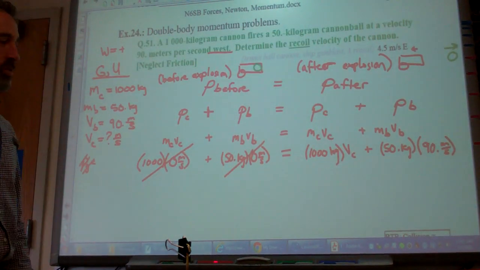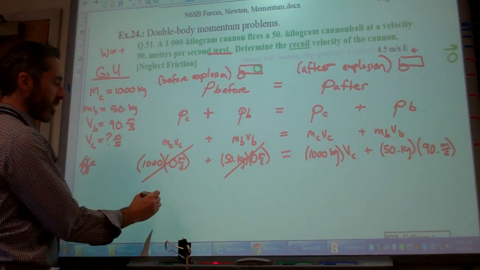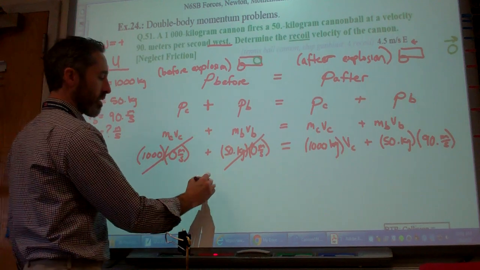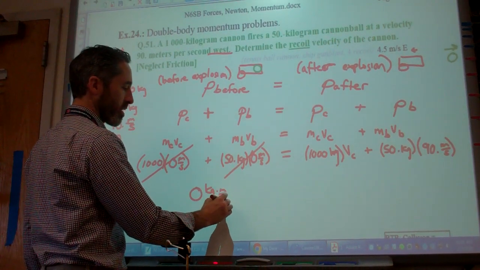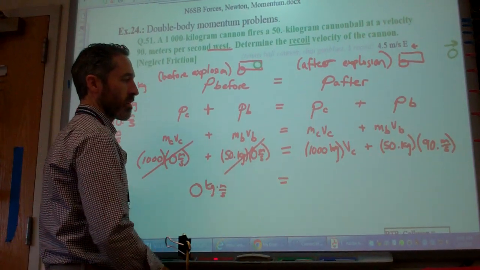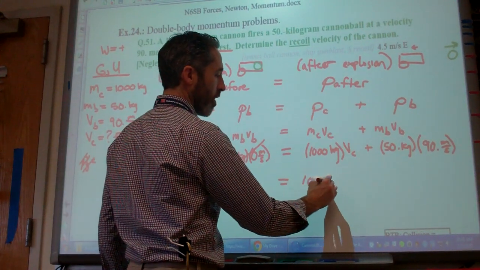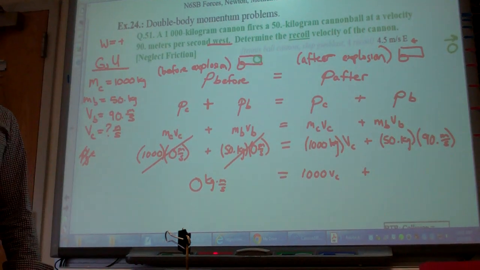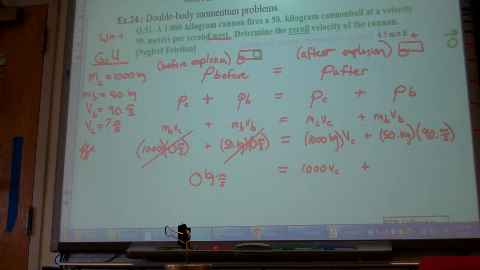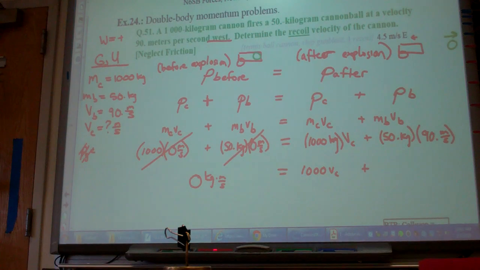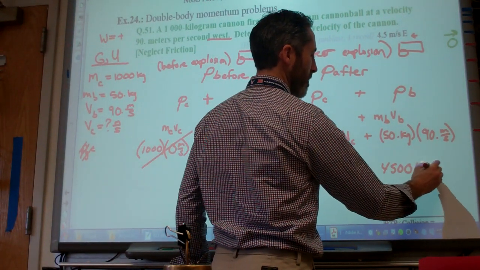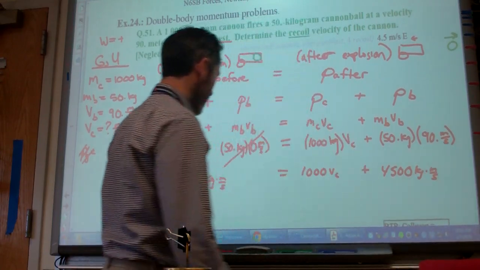Okay, now let's just do a little algebra here. This became 0 plus 0 is 0. You can put units on it if you want: kilogram meter per second. Equals 1,000 VC plus 50 times 90. You don't need a calculator. There you go. 4,500 kilogram meter per second. Now you got that one?